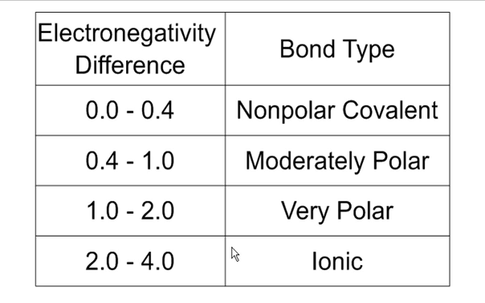Here's another diagram or chart that breaks it down even a little bit further. From a difference of 0 to 0.4, we say it's nonpolar covalent. If it's a little bit beyond that, we might say it's moderately polar. Get beyond, from about 1 to 2 for a difference, we say it's very polar. And the extreme in polar is where we consider it ionic. Anything above a difference of 2, we consider that one atom has essentially taken the electron away from the other.